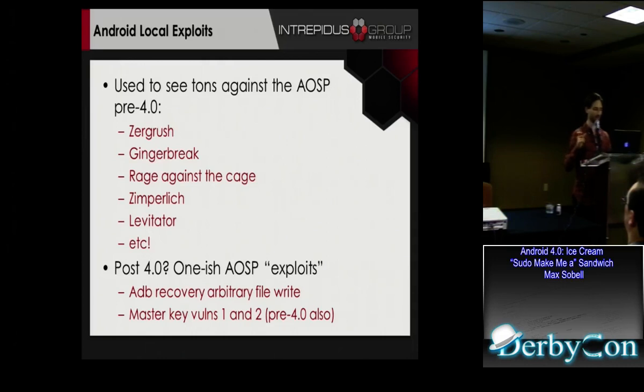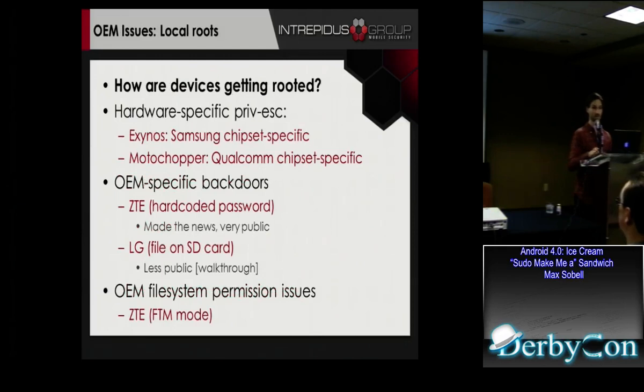So the ADB recovery arbitrary file write was definitely a universal Android open source project error. You made a mistake, and it was a race condition. It would allow arbitrary file writes, which you could leverage into root. The master key vulnerability affected 4.0, and it was discovered when 4.x was the latest version, but I think it went way back to like the beginning of Android. So that one is the ish part. It doesn't really count. So how are devices getting rooted? Devices will come out and 2 days later they're rooted, and everyone on XDA can root their device and install CyanogenMod.